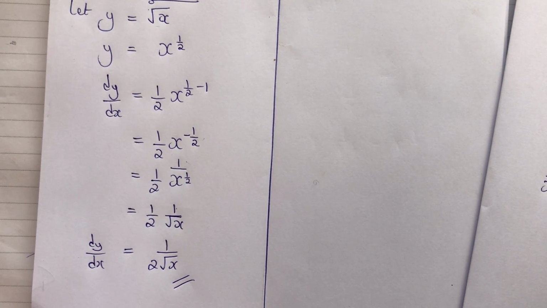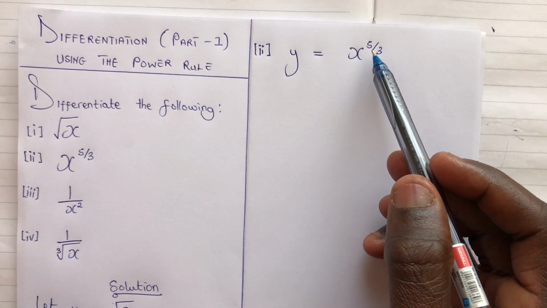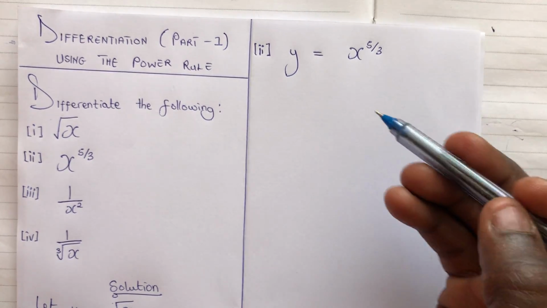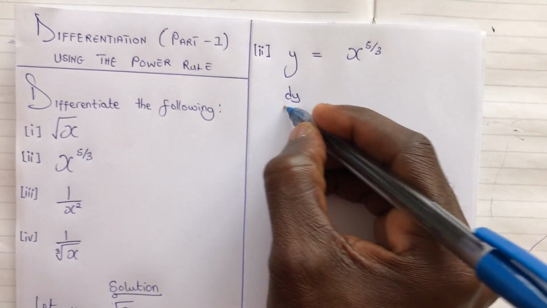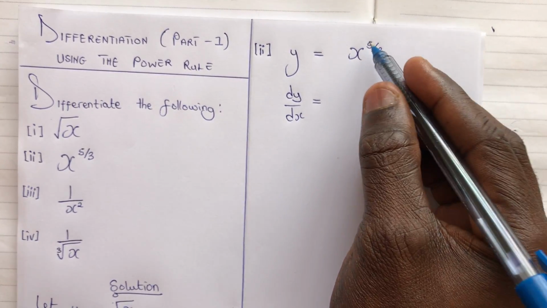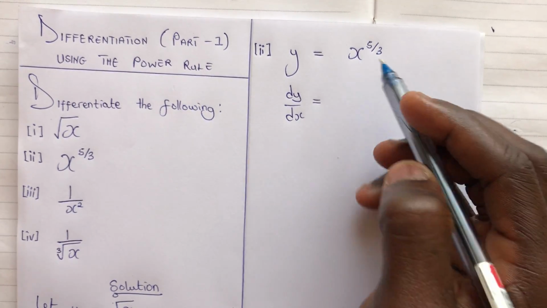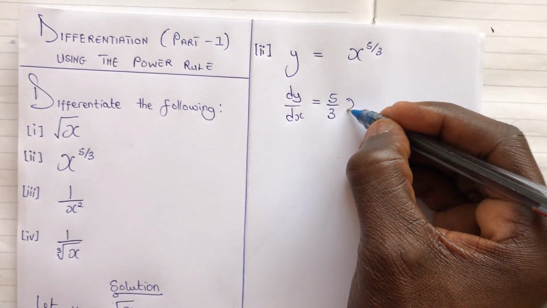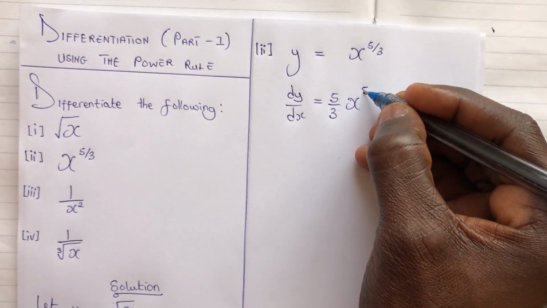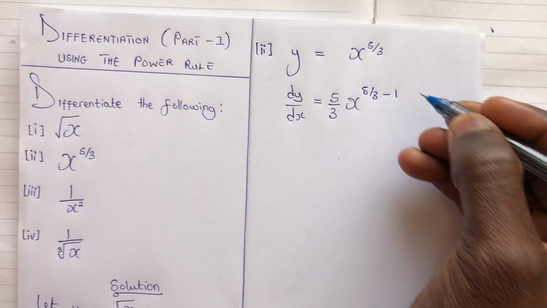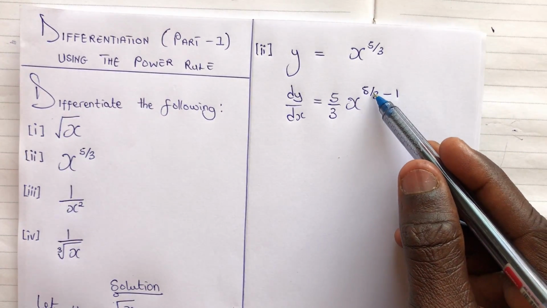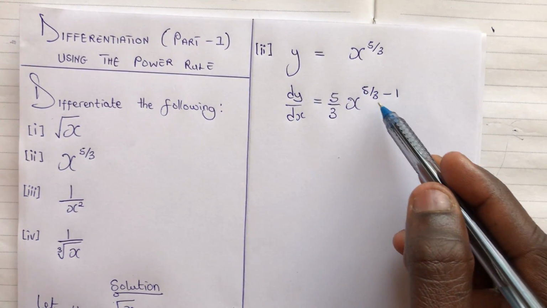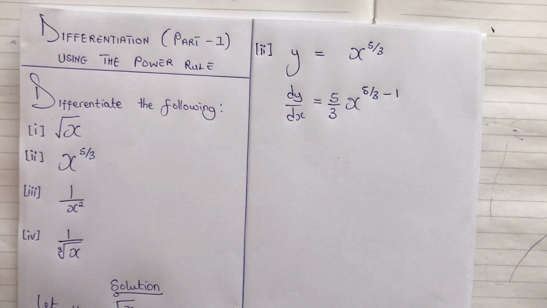So let's move on to question 2. This is very simple. Taking the derivative of this, we have dy/dx, giving us, now the power rule says that we use the exponent to multiply. So we have 5 over 3, then you raise x to the same power, 5 over 3 minus 1. Remember, we are subtracting 1 from this result. You can punch this side on your calculator: 5 over 3 minus 1.